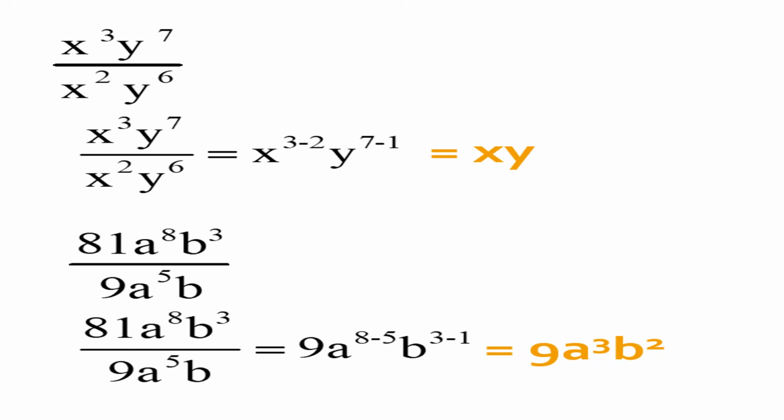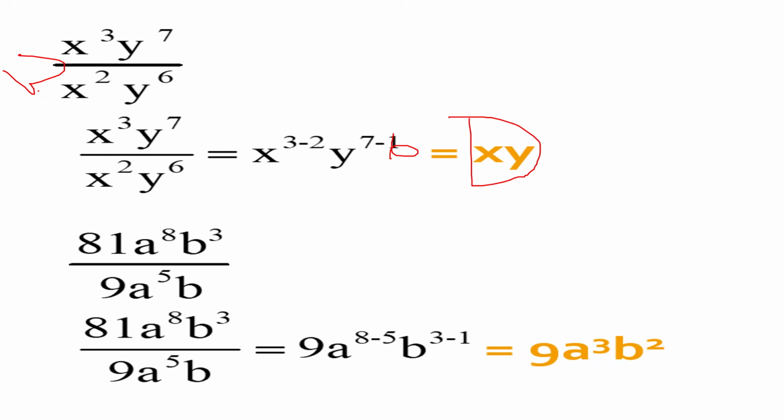So here, let's number this as number 3. This is for number 3, x cubed y to the 7th over x squared y to the 6th. So let's subtract now. For x, we have 3 minus 2. And for y, we have 7 minus 6. 7 minus 6 is equal to 1, so we have x y. This is the final answer.